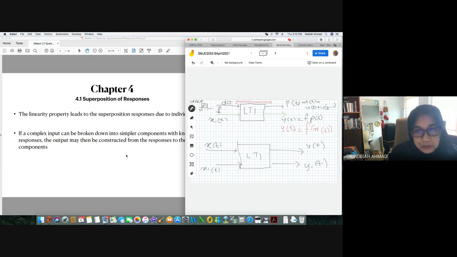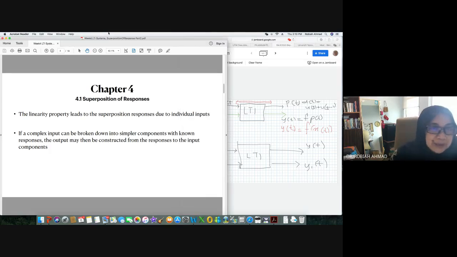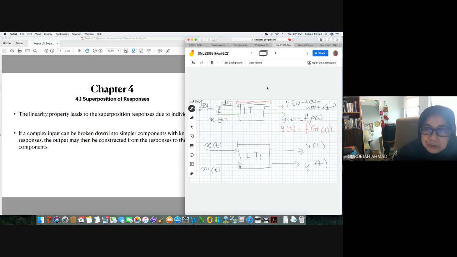So we will look at more examples today. After we finish superposition, next week is still chapter 4, but the topic will be convolution. So today we basically look at examples, and mostly I will write on the Jamboard.